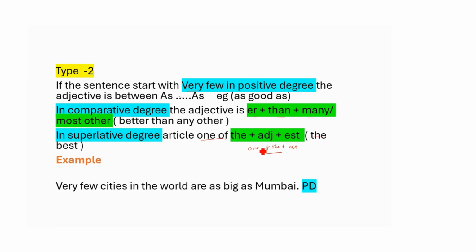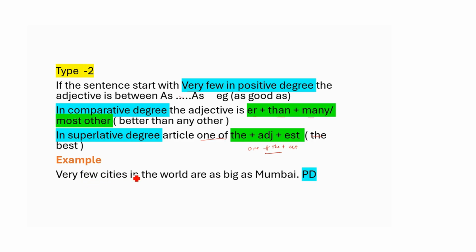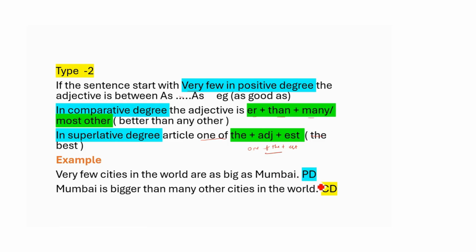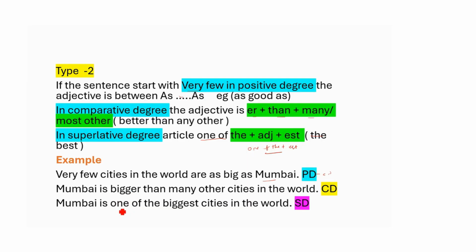Let's see some examples. It is a positive degree: Very few cities in the world are as big as Mumbai. Next, change to comparative degree: Mumbai is bigger than many other cities in the world. So what is the subject they have given? You have to write it in the beginning, and the helping verb, then we add "than many other". Understood? Next, superlative degree: Mumbai is one of the biggest cities in the world. It is a superlative degree. Next.